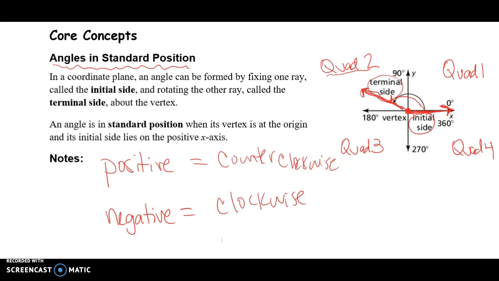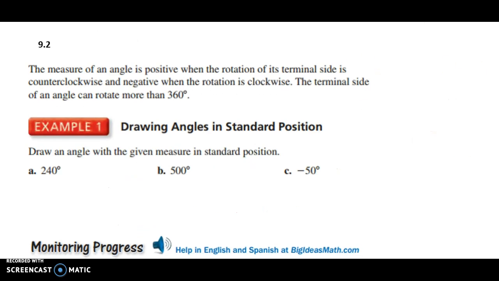So again, as a review, to draw an angle in standard position, we must have the vertex at the origin and the initial side on the x-axis. We can then rotate up or down, whichever direction we need to go, and our second ray is called the terminal side. So let's practice drawing some angles. Let's go to our notes packet. So the first angle we're going to draw is 240 degrees. So let's draw our axes.